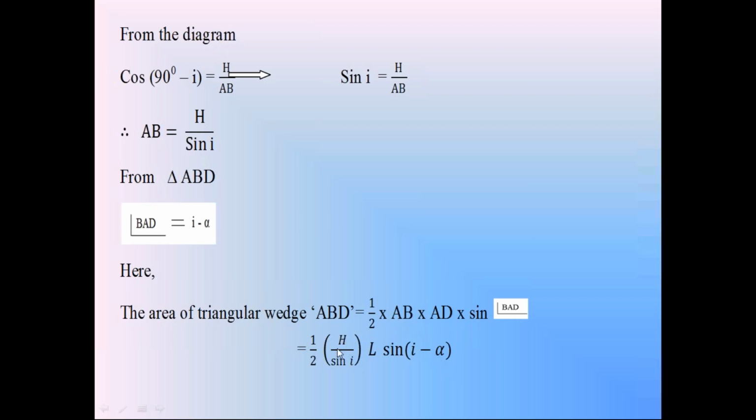Length of AB is h by sine i. Just now we calculated here, AB length is equal to h by sine i. Length of AD is L. So the area of the triangle ABD is half into h by sine i into L into sine of i minus alpha.